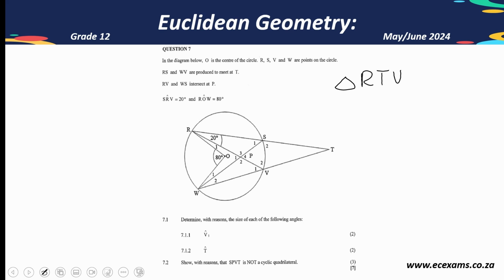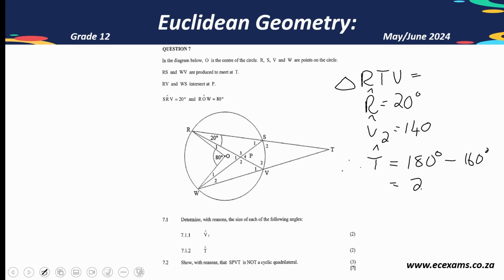Okay. We said that we've got R is 20. We've said that V2 is equal to 140 degrees. Therefore, angle T is equal to 180 minus those two together, which is 160. And matriculants, guess what? We get the same answer that we did.